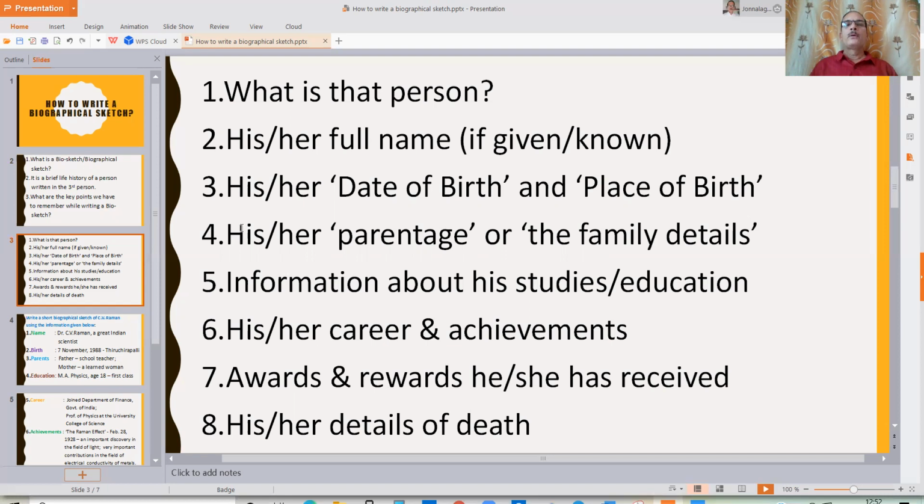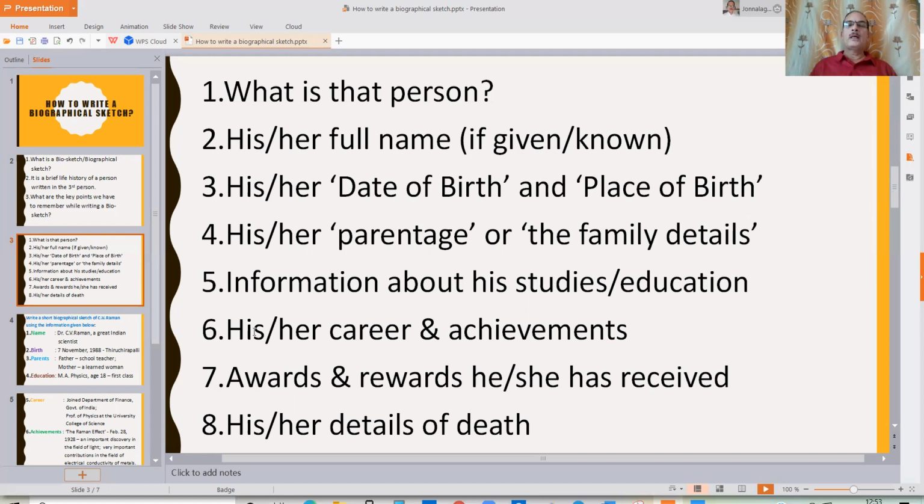And then his or her parentage or the family details. That means who his parents are, and his family details also we have to mention in the biographical sketch of a person. And information about his studies or education. That means where he completed his schooling, where he completed his graduation, or where he studied. Those details also we have to mention in the bio sketch of a person.